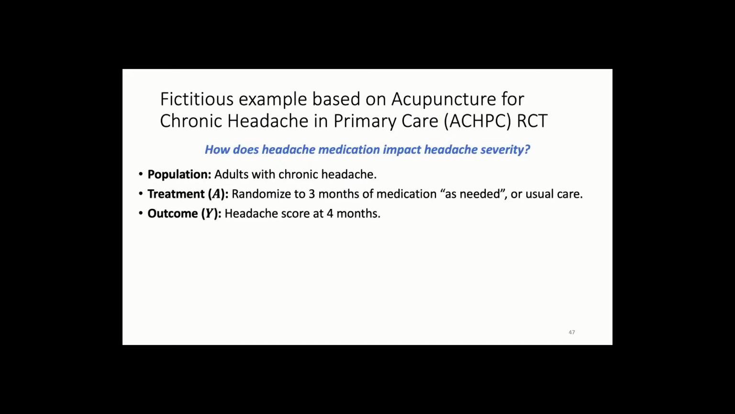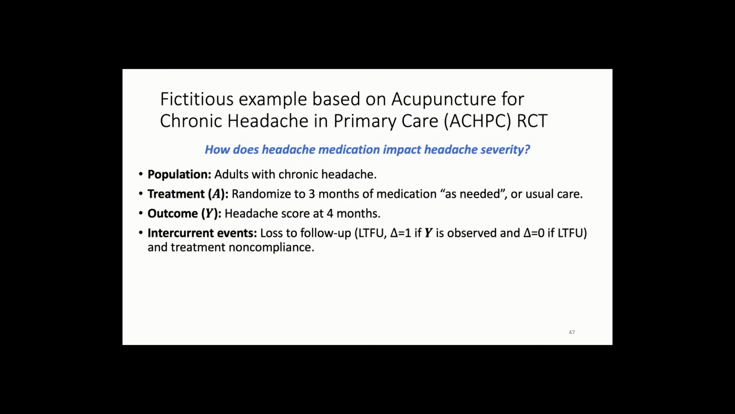Our treatment is to randomize 3 months of medication taken as needed or usual care. Later, at 4 months, we'll measure the headache score. The intercurrent events here are loss to follow-up, which we'll refer to as delta, and delta equals 1 if the outcome is observed, delta equals 0 if the subject is lost to follow-up. And treatment noncompliance, but that's not really relevant here since we say take the medication as needed. There is no protocol for taking the treatment.